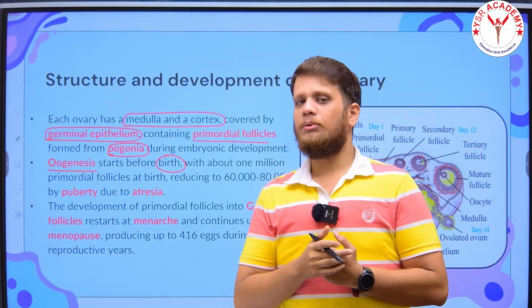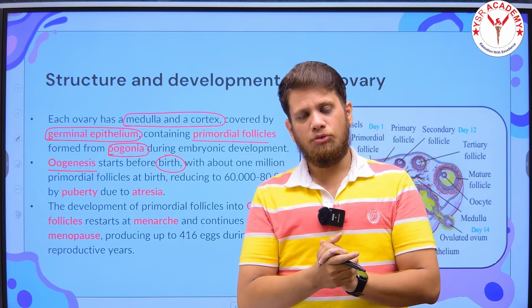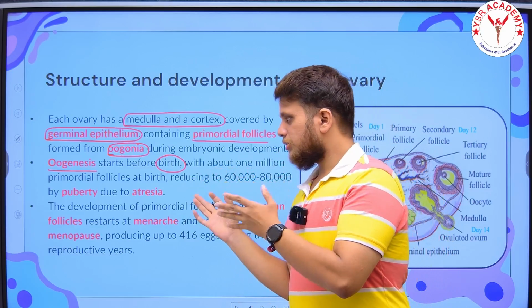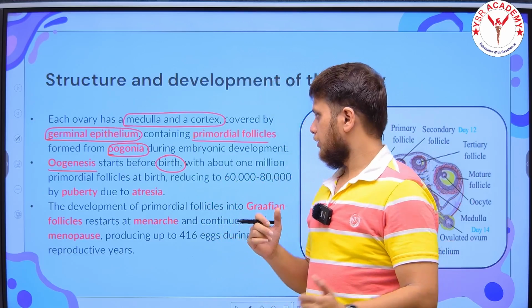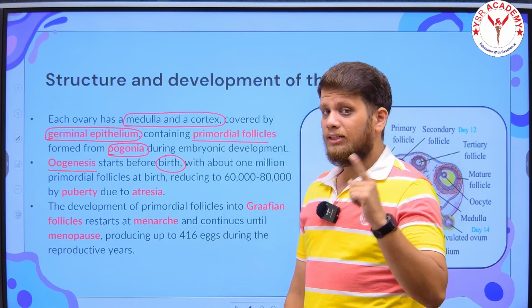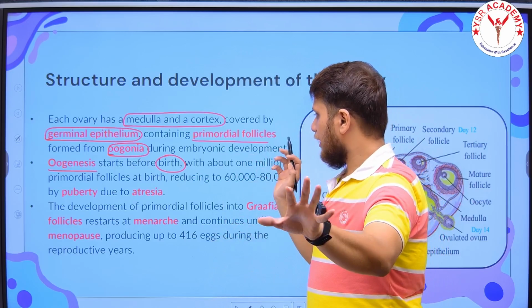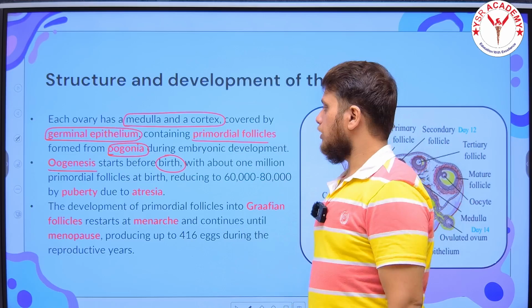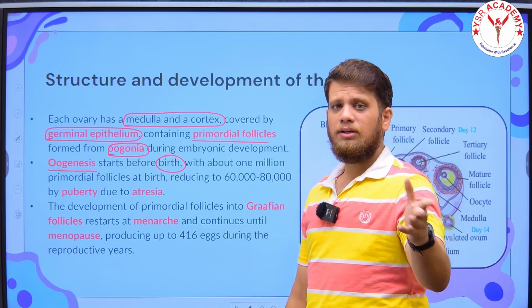And once the female hits puberty, then there is ovulation. So basically this process is going to begin way before birth. And at the time of birth, we have about 1 million primordial follicles. 1 million is 10 lakhs.